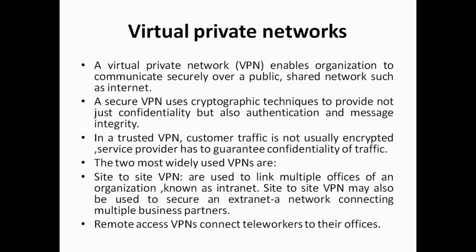Then the virtual private network, which enables an organization to communicate securely over a public shared network, such as the internet. So there are two types of VPNs. One we call a secure VPN, which uses cryptographic techniques to provide not just confidentiality, but also authentication and message integrity. Then in a trusted VPN, customer traffic is not usually encrypted. Service providers have to guarantee confidentiality of the traffic.